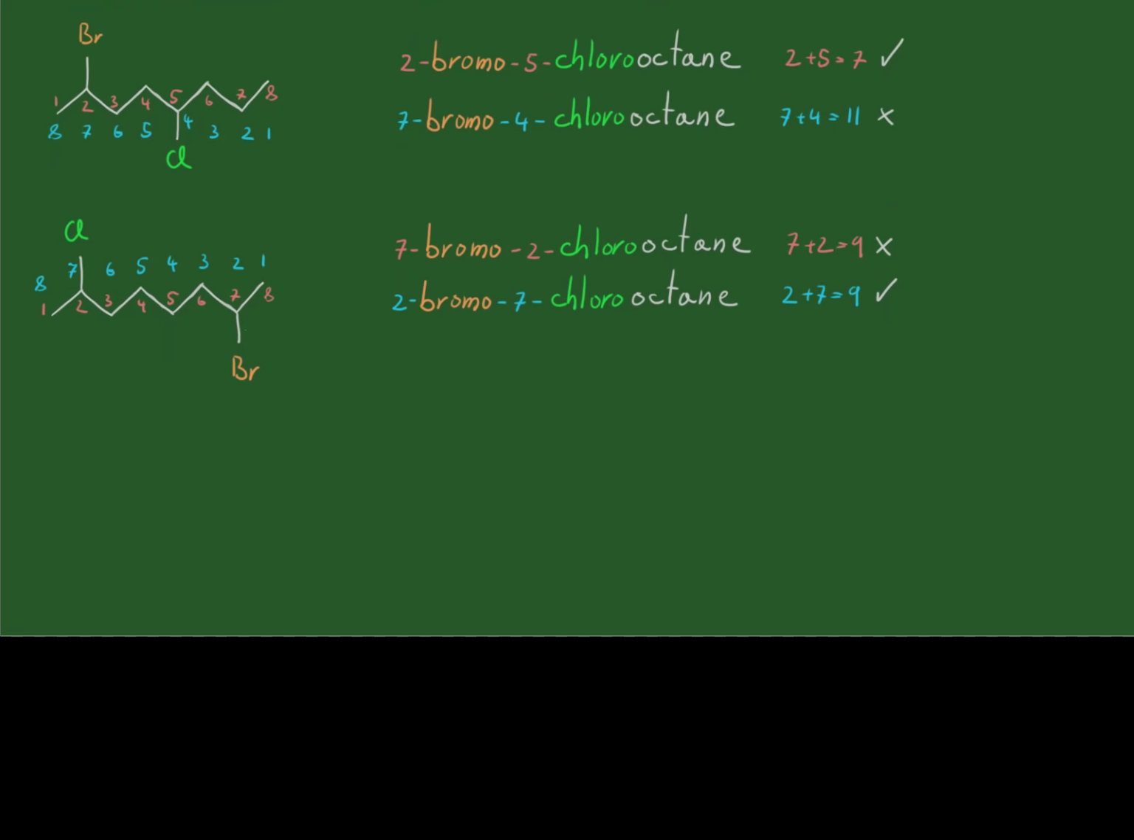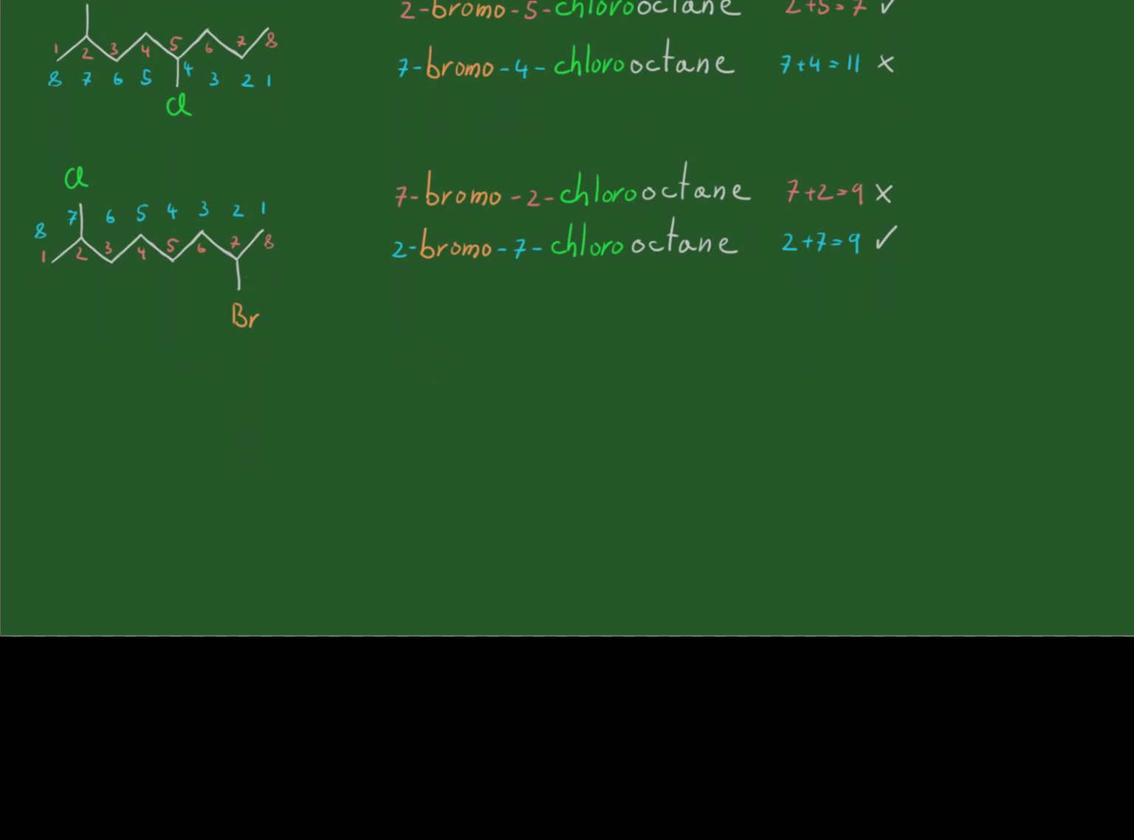Let's make it more complicated. We'll bring the octane up again. And this time we will not add a halogen, we will add an alkyl group. What is an alkyl group? Well, an alkyl group is just adding another alkane to an existing alkane chain. So here we have our octane, and now I'm going to add 2 more carbons here.